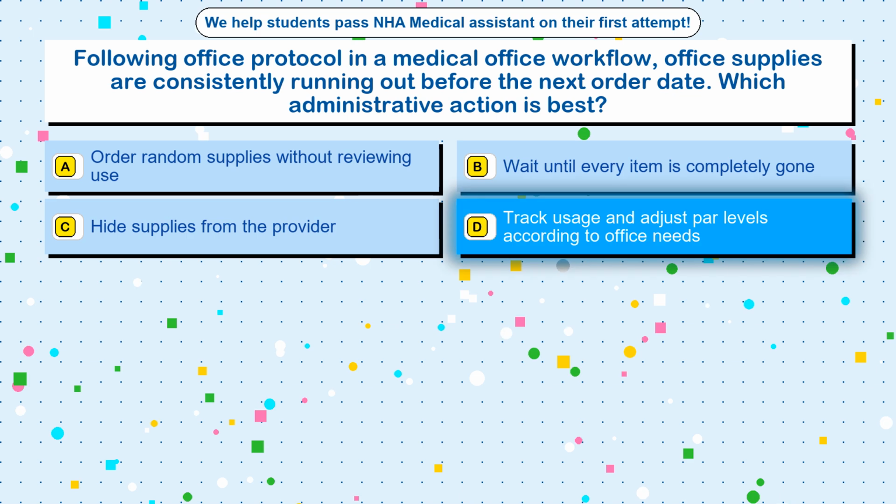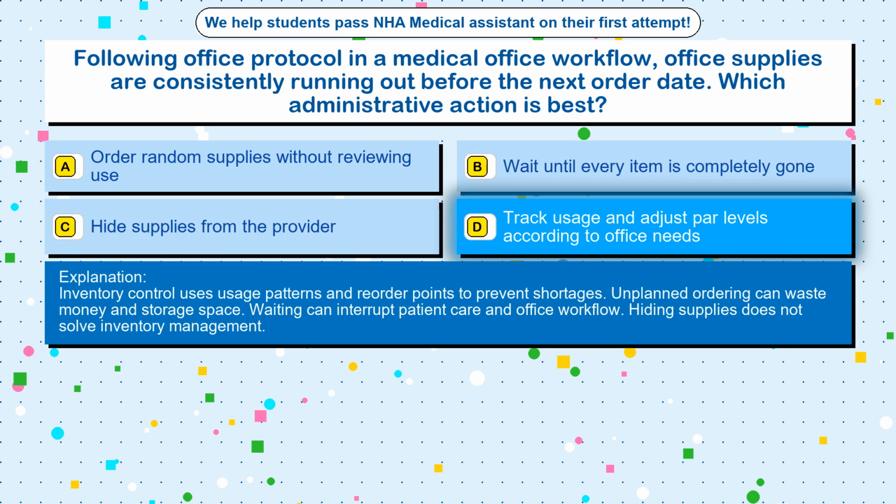The correct answer is option D. Track usage and adjust PAR levels according to office needs. Inventory control uses usage patterns and reorder points to prevent shortages. Unplanned ordering can waste money and storage space. Waiting can interrupt patient care and office workflow. Hiding supplies does not solve inventory management.